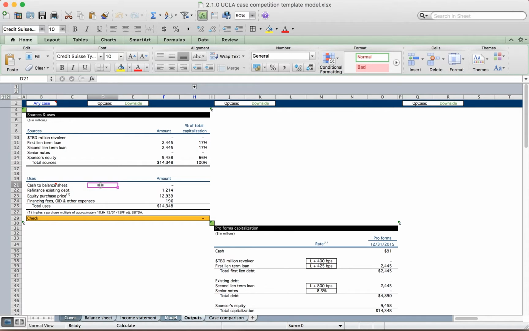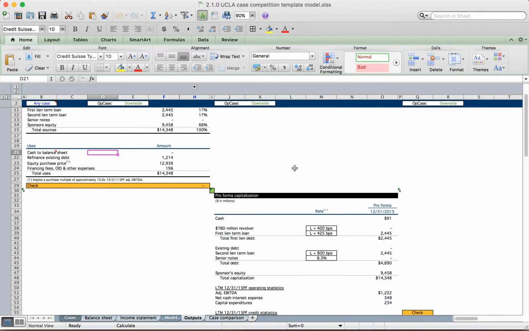You can see that in this example, they have $1.2 billion of existing debt that we need to refinance. We then have almost $13 billion worth of an equity purchase price, and finally $196 million worth of financing fees and other expenses. And your sources should equal your uses, and that should give you a very succinct description of where the money is coming from and what we're using the money for in this leveraged buyout.